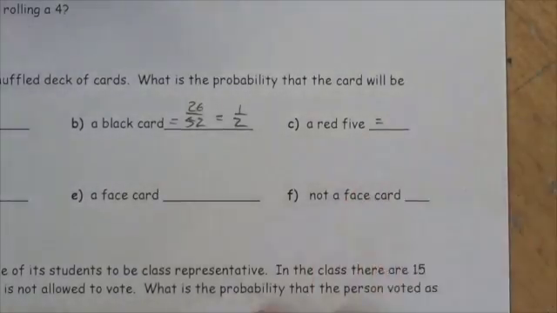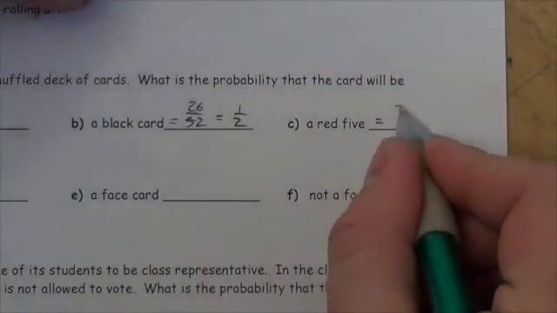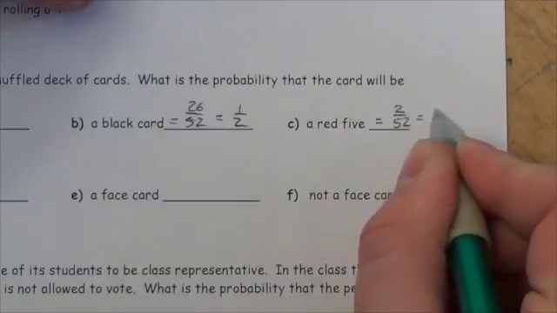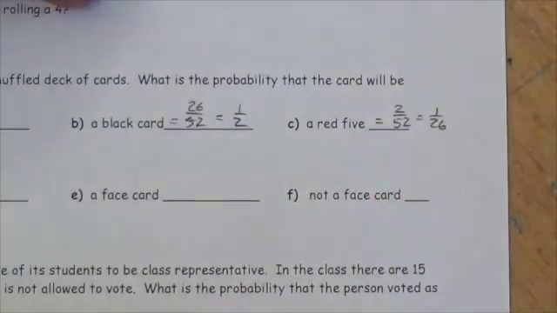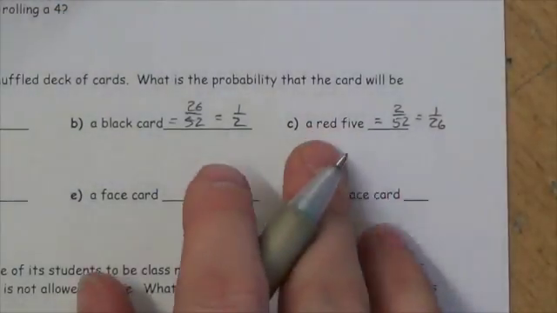Okay, well, there are 2 red 5s. You could be talking about the heart or the diamond. So it turns out there are 2 out of 52, and that amounts to 1 out of 26 as the probability of getting a red 5.